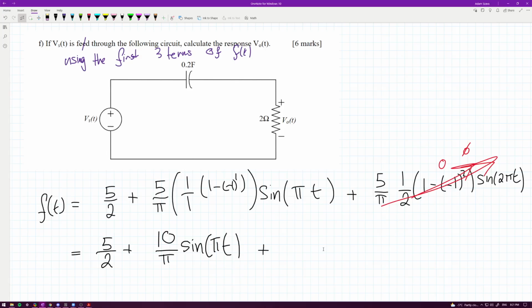So if they said first 3 terms of the series, do we also include DC as one of the first 3 terms? They'll be more specific, I'm pretty sure. They'll say the DC term and 2 cosine terms or something like that. When you see the DC term, it's 5 over 2. 5 over 2 is the DC term.